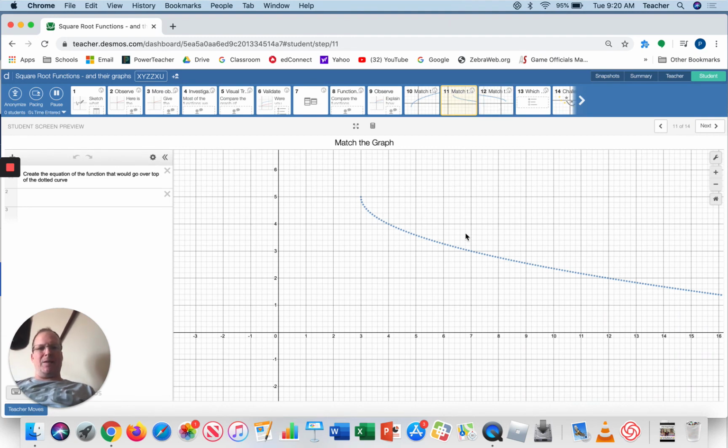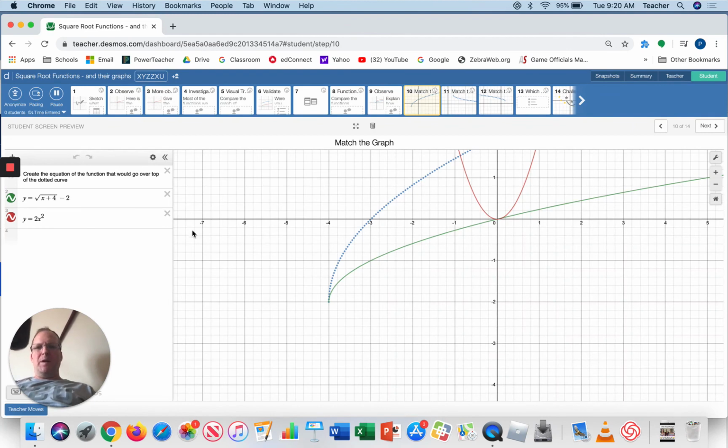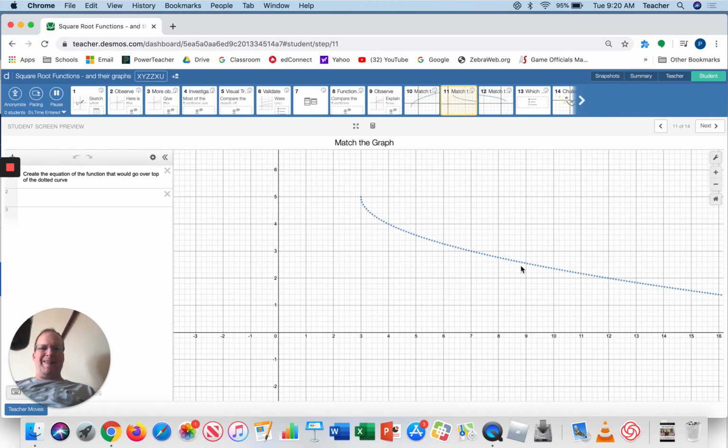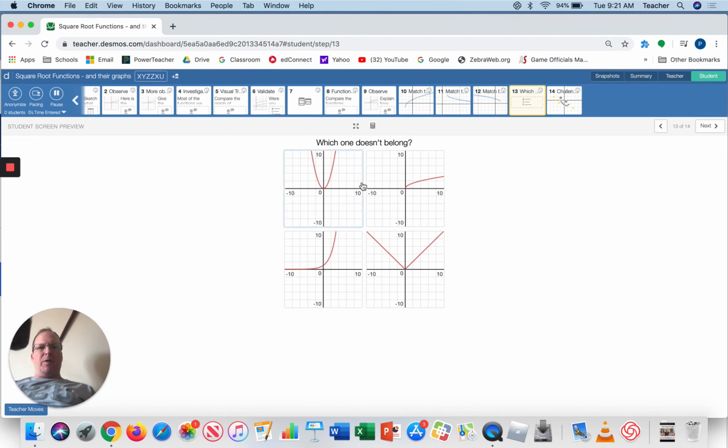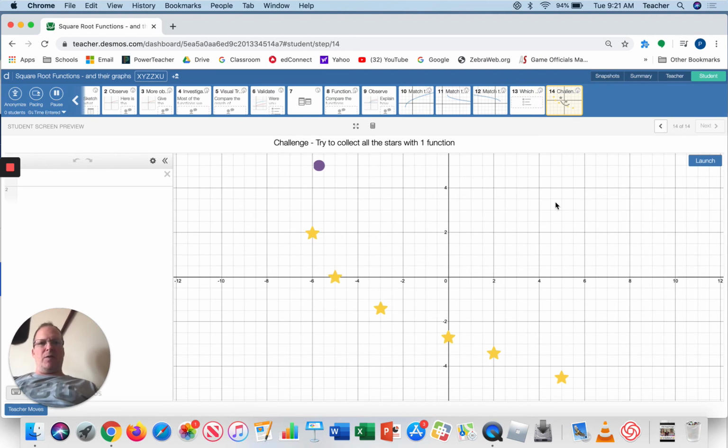How would I get this? And I'm going to tell you that if positive is facing upwards, then this would probably be a negative square root function, okay? And then what's happening with this, okay? So go ahead and figure that out. And then which one doesn't belong, none of these, there is not one right answer on this screen, okay? So you just have to justify your answer, okay? And then here's just a challenge at the end. All right? Good luck with that, and I will see you later this afternoon on Zoom.